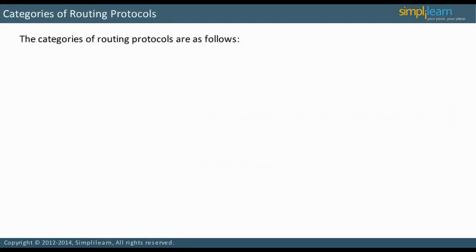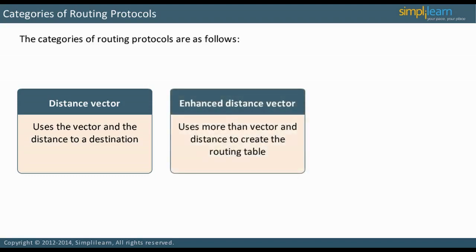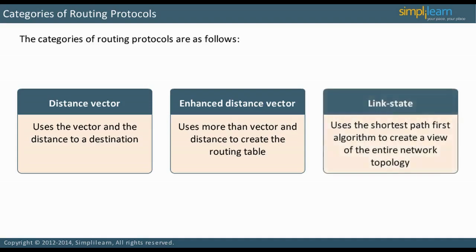There are three major categories of IGPs. One is Bellman-Ford, named after the algorithm used by the protocols, such as distance vector protocols that use direction, also called vector, and the distance to a destination. Second category is Balanced Hybrid, also called Enhanced Distance Vector. There is only one routing protocol in this category, EIGRP, which uses more than vector and distance to create the routing table. Link state protocols are the last category. They use the shortest path first algorithm to create a view of the entire network topology. Let us discuss how routing protocols determine the best path in the next slide.